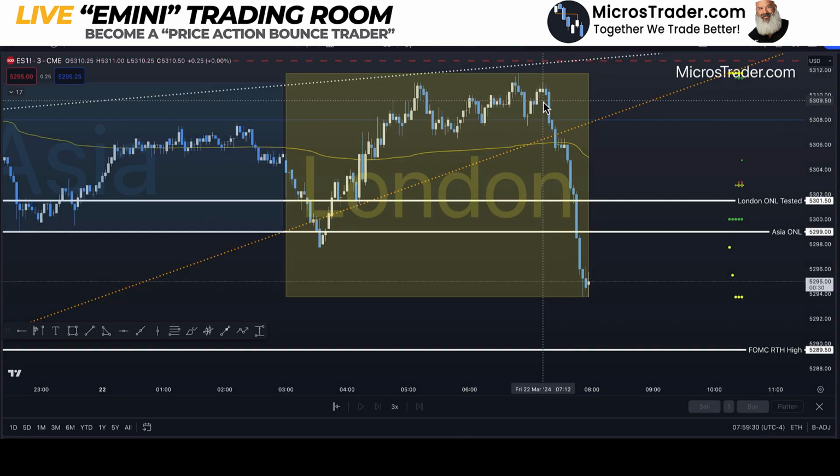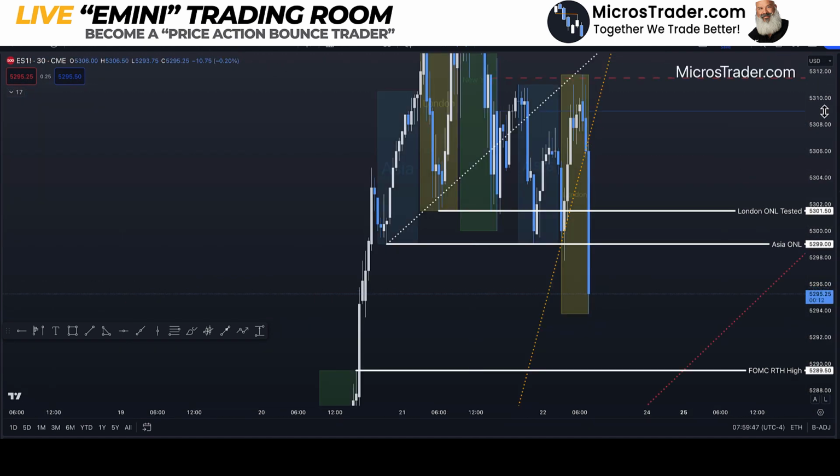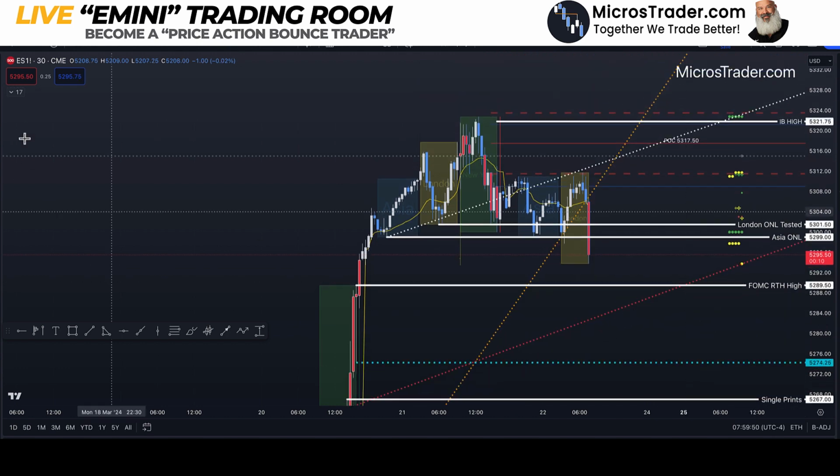All right, let's do something a little different this morning, mainly because I'm off to a late start. I literally just turned on my TradingView. So let's look at this chart together at the same time. Let's go to a 30-minute chart. I always like to zoom out just a little bit first to get started.